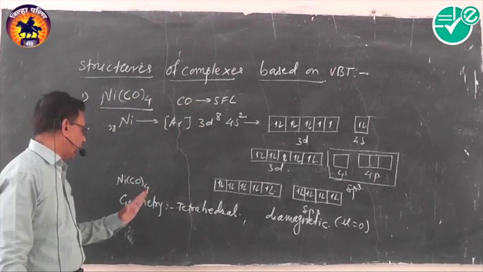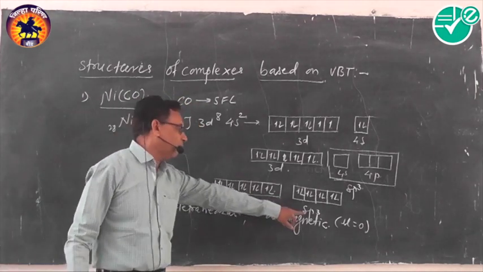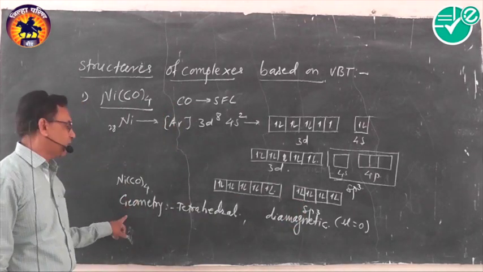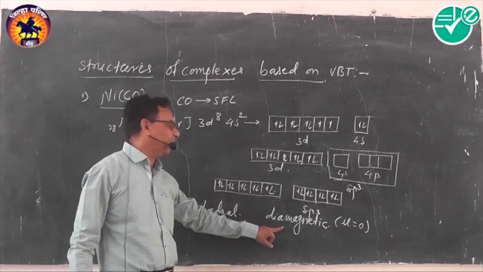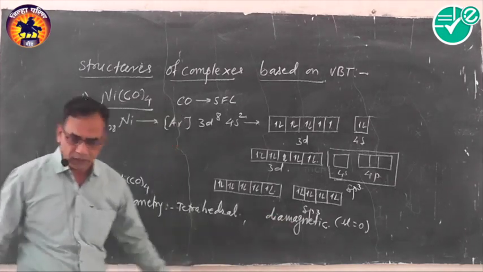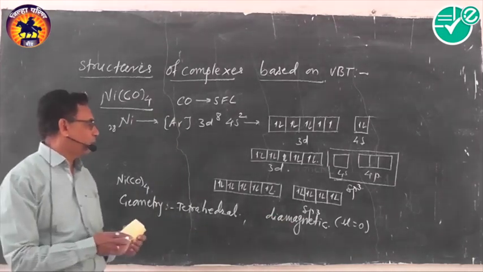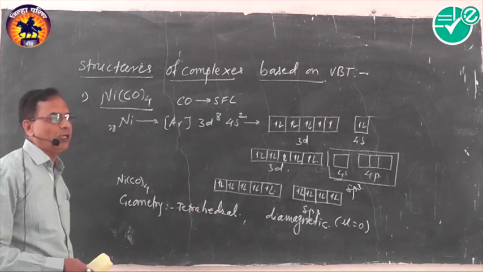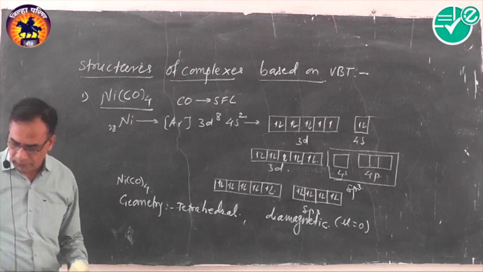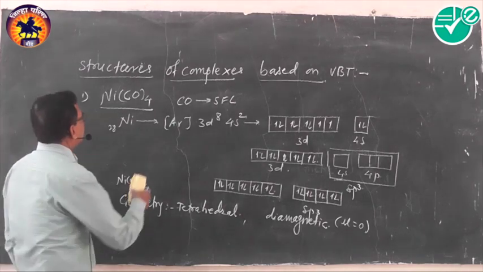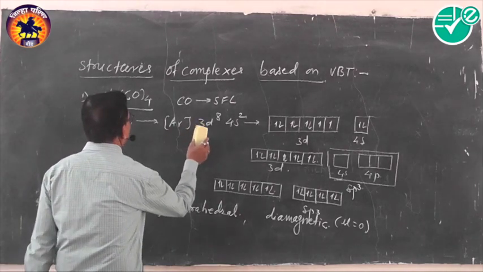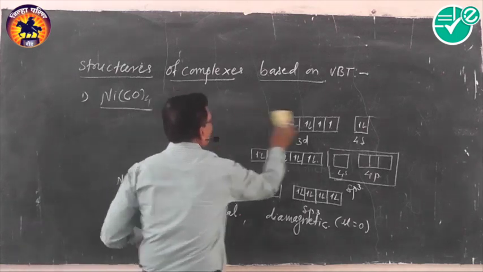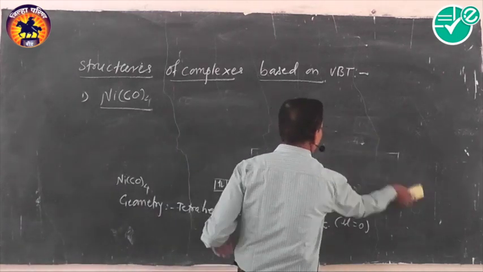So these are the properties. Central metal atom has hybridization sp3. It has a geometry tetrahedral. It is diamagnetic in nature and its magnetic moment is 0. So this is about nickel tetracarbonyl. Then the next complex that we have to see is NiCl4 2 minus.